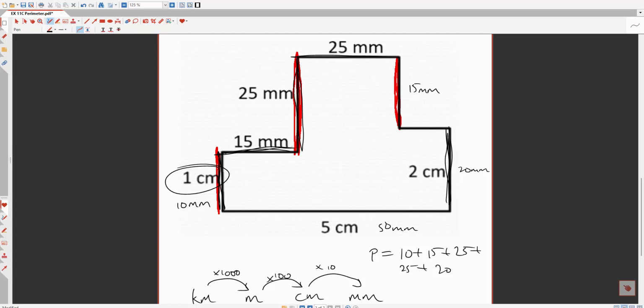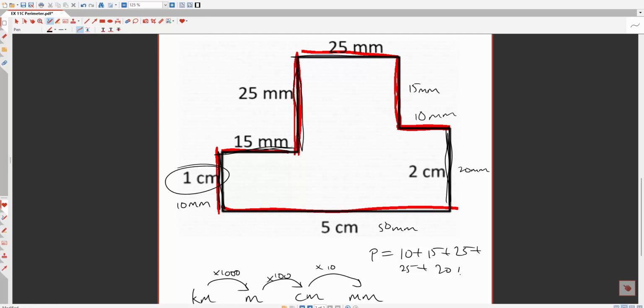Alright, now the other part we need to work out is this bit here. The way we're going to get that is we're going to note that this base here is 50 millimeters. Okay, so we've got this bit here, the 15, and the 25, and that's going to equal 40. Now that means that from 40 we've got to get to 50. How do we do that? That's another 10. So this part here has to be 10 millimeters. Alright, and we've got everything we need now to find out our perimeter.